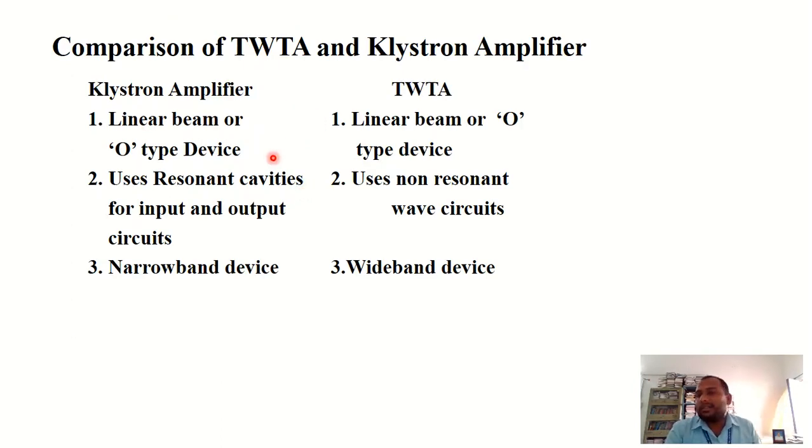Now the comparison of the traveling wave tube and the klystron. Both the klystron amplifier and the traveling wave tube are linear type, or you can call them O type devices. Coming to the klystron, resonant cavities are used in the klystron amplifier. But in the traveling wave tube, non-resonant wave circuits are used. The klystron amplifier is a narrow band device, while the traveling wave tube amplifier is a wide band device.